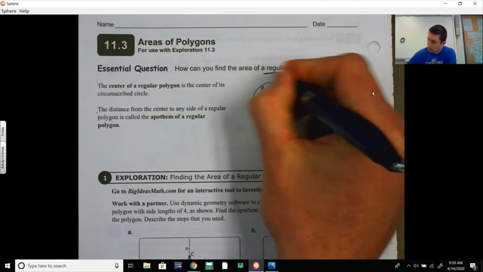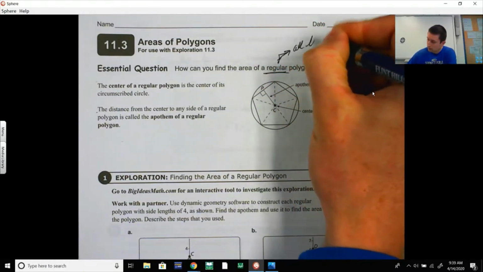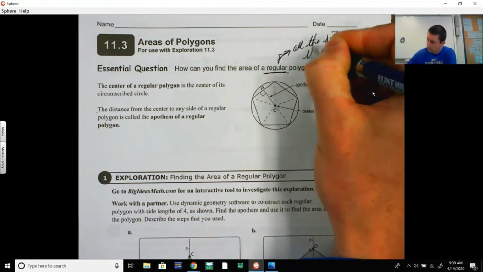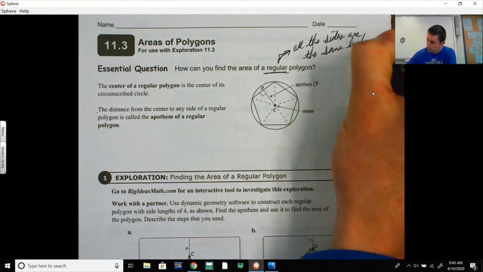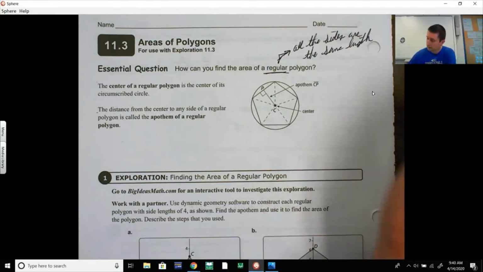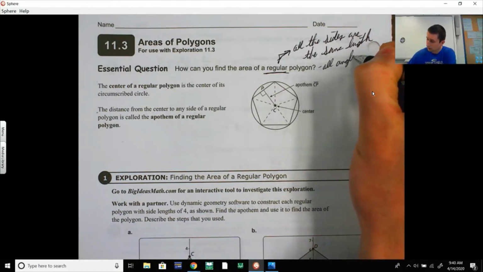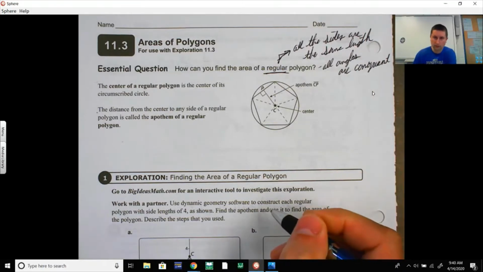So regular, remember that means all the sides are the same length. All angles are congruent. So it's congruent sides and congruent angles.